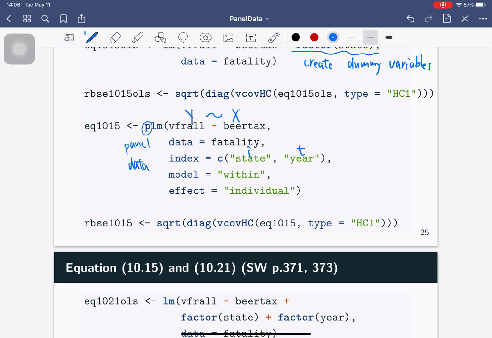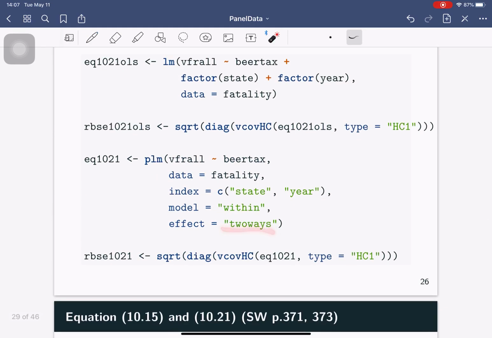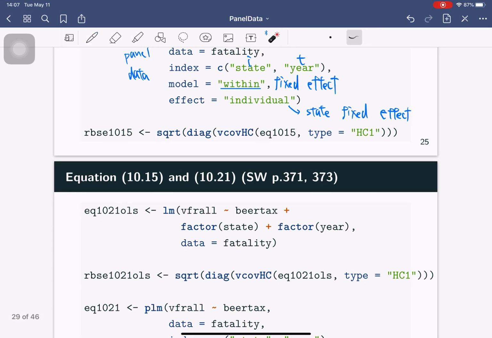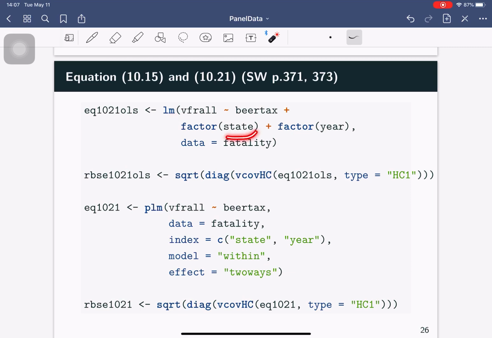And for the model, you can choose some different choices. Within is about the fixed effect. So within is about the fixed effect, and we use the individual effect here. If you want to use both, maybe two-way, it's about time. So here is only the state fixed effect. And I find the robust error again. In here, we consider the state effect and the time effect by the dummy variables. State and time effect, time fixed effect.